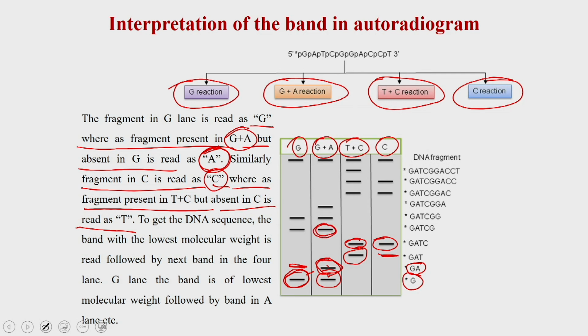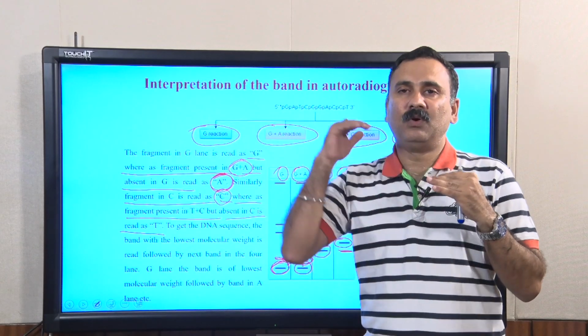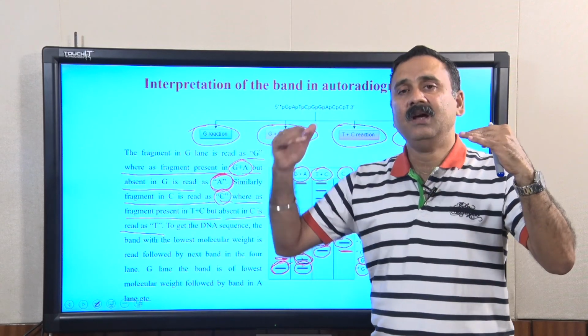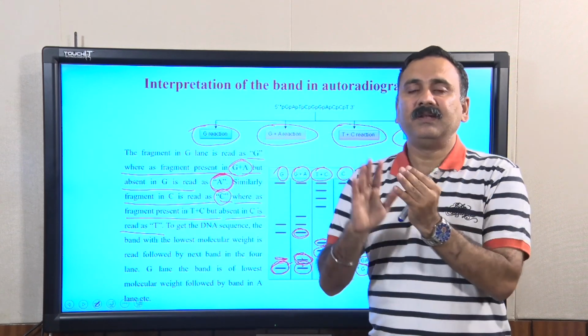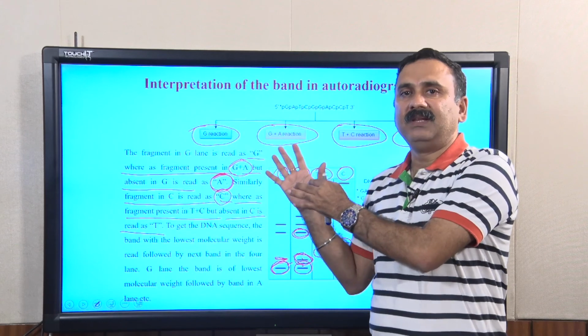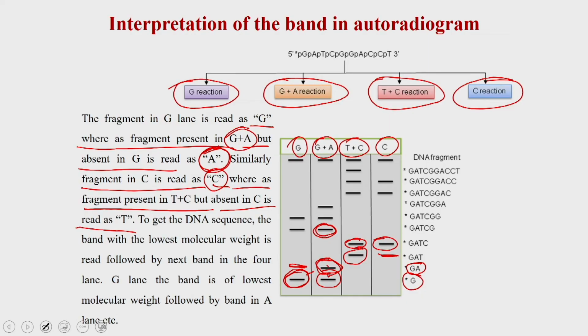So, that is how you are going to interpret the DNA sequencing results from the Maxam Gilbert method, where you read from the bottom, and if you have the bands both in the G as well as G plus A, then it is considered to be G. If you do not have a band in the G lane, but you have a band in G plus A, then it is going to be considered as A, and the same is true for the T plus C and the C also. So, this is what we have discussed so far.